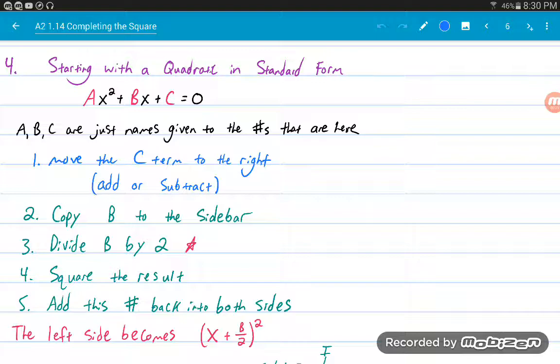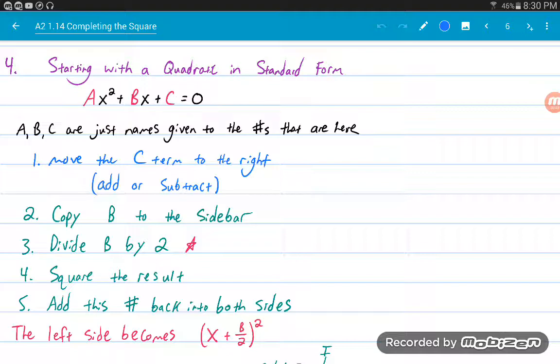If it's not in standard form, you need to make it in standard form first, and I'll give you an example of that. Now, standard form looks like this. ax squared plus bx plus c is equal to 0. A, b, and c are just the names that we give to the numbers that are in front of the variables, right? So a is the number that's on the x squared, b is the number that's on the x, and c is the number that's by itself that doesn't have an x or a variable at all.